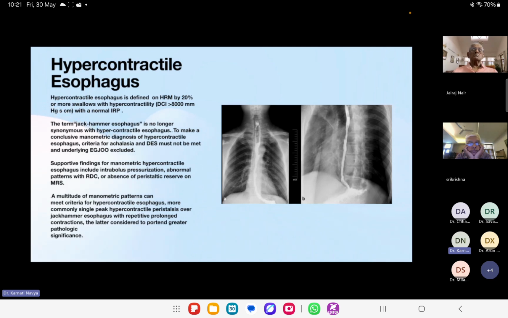The supportive findings for hypercontractile esophagus include intrabolus pressurization, abnormal patterns with rapid drink challenge or rapid swallows, or absent peristaltic reserve on multiple rapid swallows. A multitude of manometric patterns can meet the criteria of hypercontractile esophagus, with jackhammer esophagus having repetitive prolonged contractions, the latter considered to portend greater pathological significance.